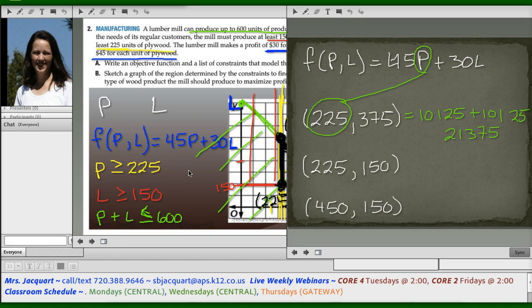Okay, so then we'll do similarly with this one. We're going to plug it in for P, plug this one in for L, and we get 10,125 again, plus 150 times 30, which is going to be 4,500. And we add those two together, and we get 14,625. And then we got one more. So on this one, if we plug in for the P, 450 is 20,250, plus 4,500, for a grand total of 24,750.